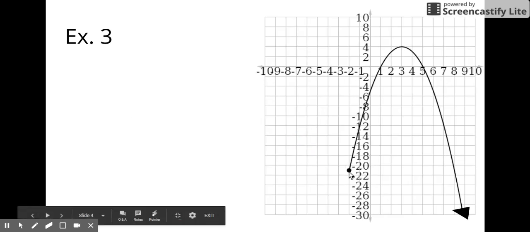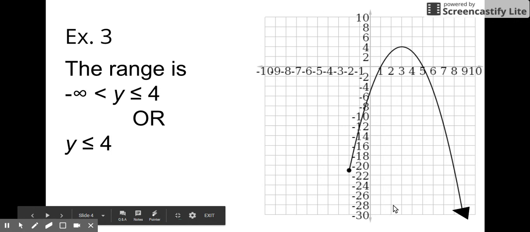With this example, we noticed that the domain was restricted because of this, but for the range, it goes up to 4 and down. Notice that right here, it goes to, let's see, -21, but if you look at this part of the graph, it just keeps going down. So it's going to include all these negative y values down here, and it's not going to stop just because this part of the graph doesn't extend. So we can write the range is from -infinity less than y less than or equal to 4, or you can just say, hey, it's from 4 down.